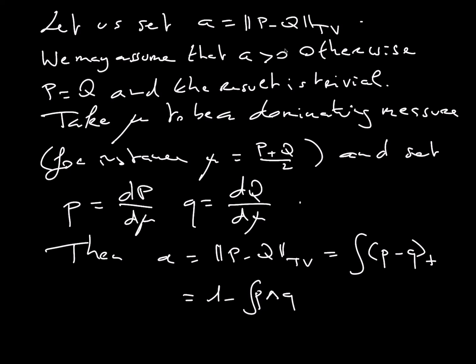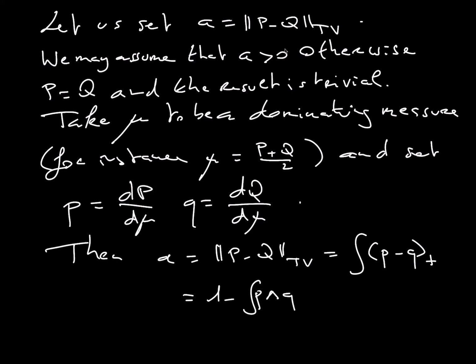Okay? Monsieur? Oui. Qu'est-ce que mu et P, c'est-à-dire P et Q est dominé par mu, c'est ça? P et Q sont toutes les deux dominées par mu qui est leur demi-somme. Quand tu prends mu, la demi-somme, elle domine à la fois P et Q. Donc tu as une densité. Mais pourquoi la densité de P et Q existe? Ça s'appelle le théorème de Radon-Nikodym.